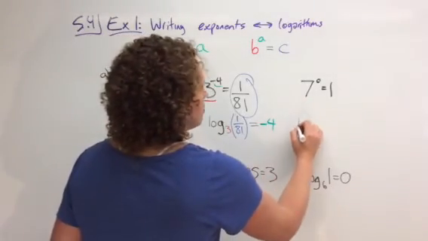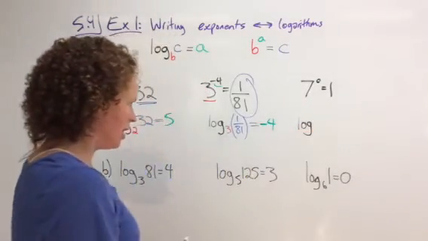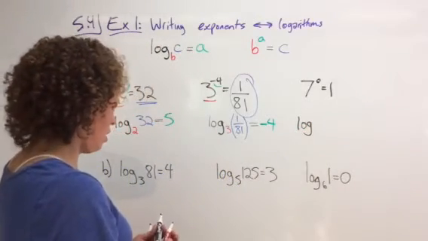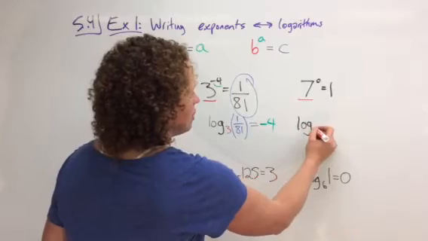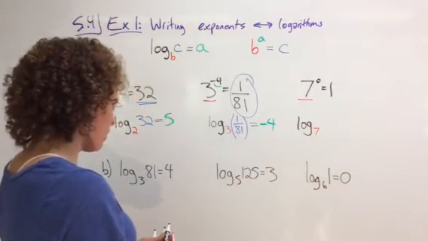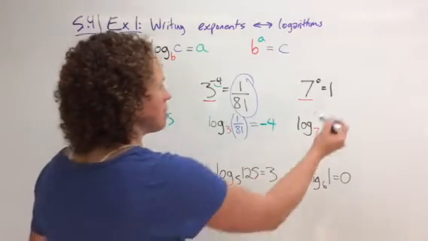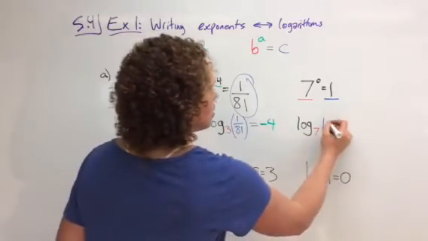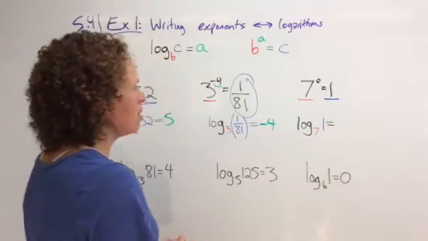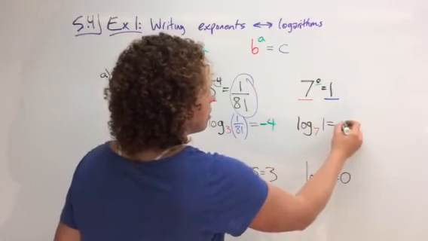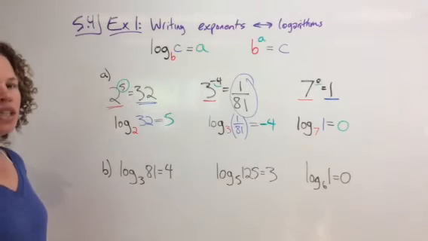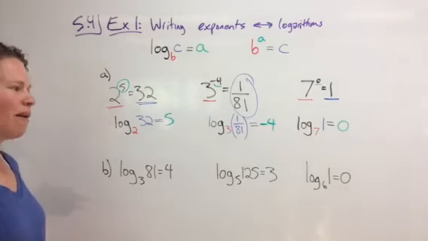Here I have another one. Log is what I'm going to write down to start with. And my base is 7. My answer is 1. And that's going to be equal to the exponent, which is my new answer. You get it? Let's try it the other way.